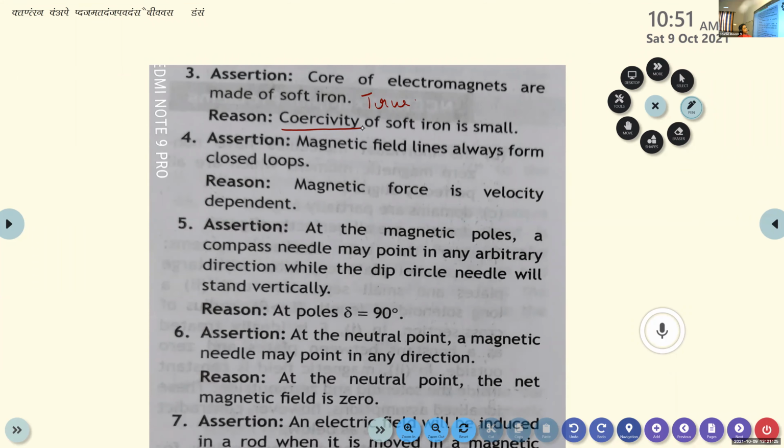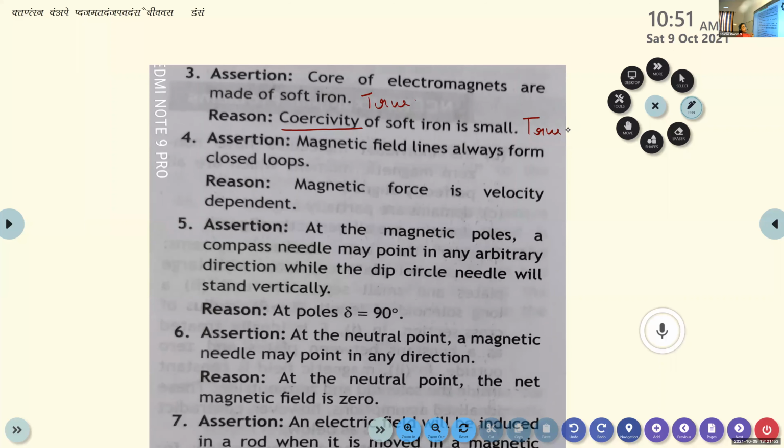So here the reason is this: coercivity of soft iron is small. Is it true? True. It is true. Okay. And check whether this reason is the correct explanation for the assertion or not. Yes. It is the correct explanation.